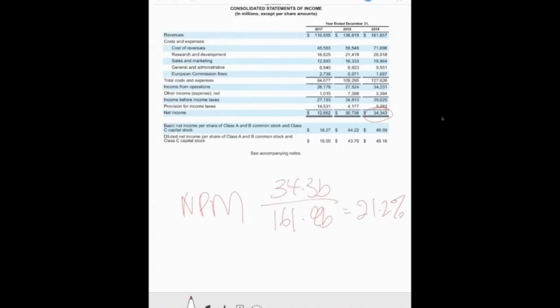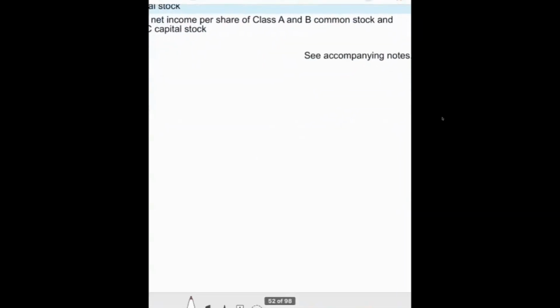Do take note that for net profit margin, there's no fixed percentage like gross profit margin. It doesn't mean that a company with a low net profit margin is bad, or that a company with a high net profit margin is good. There's no fixed percentage. So do take note about that. Of course, in general, the higher the margin the better, but like I said, it doesn't mean a low margin is bad.